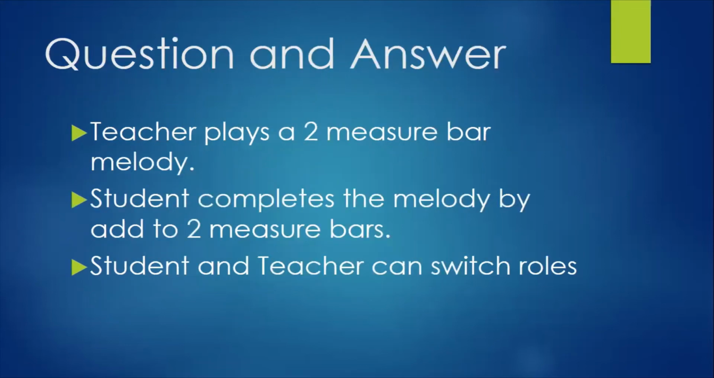Question and answer. This game starts with the teacher playing a 2-bar melody in 3/4 or 4/4, but not ending on the tonic note. The melody gets completed by adding 2 bars from the student ending on the tonic note. Then the teacher and student switch roles, playing the question and answer. Experimenting with different keys, time signatures, rhythmic patterns, and moods is great with this game. Also, the question can end on the tonic note and the answer on a different note.